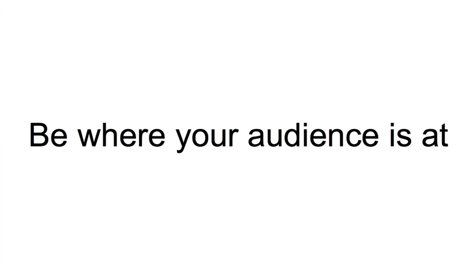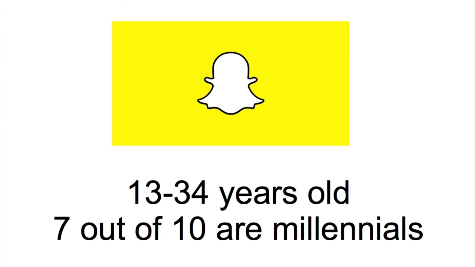What's important to note is that you should be where your audience is at. And what do I mean by being where your audience is at? Taking Snapchat as an example. If your product is targeted to seniors, then you wouldn't hang out in Snapchat. You wouldn't post your content on Snapchat because statistics show Snapchat users are between 13 and 34 years of age, and 7 out of 10 are millennials. So does this really make sense to post your content about seniors and retirement on Snapchat? Well, it doesn't make sense.